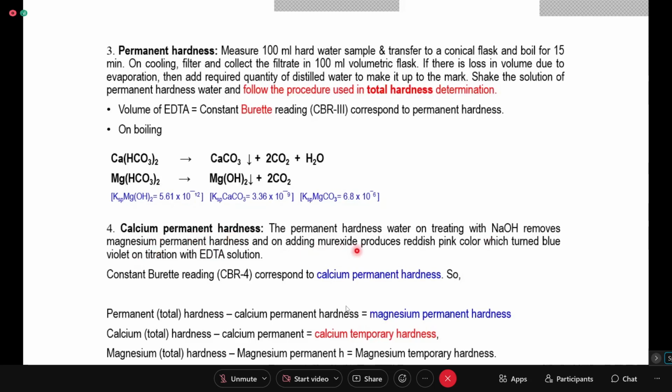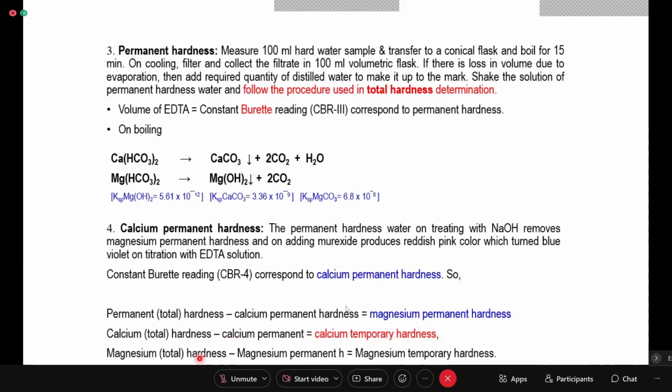Then you add murexide indicator. It will be reddish pink, and you titrate with EDTA solution till you get a clear blue solution. In the same way, you have an observation table to write the reading, which corresponds to calcium permanent hardness. Okay, so what we find is the permanent total hardness, this third number. Permanent total means calcium and magnesium both, minus the calcium permanent, this value, which will give you magnesium permanent hardness. And then calcium total hardness minus calcium permanent hardness will give you calcium temporary hardness.